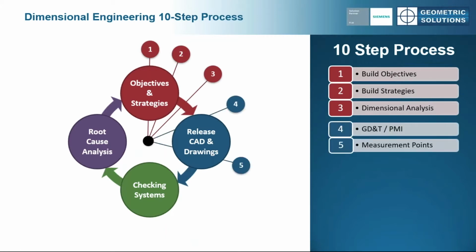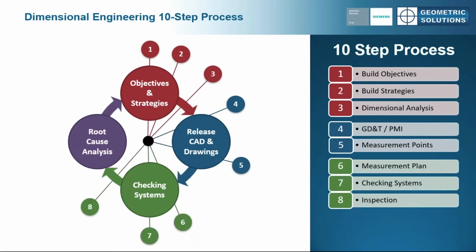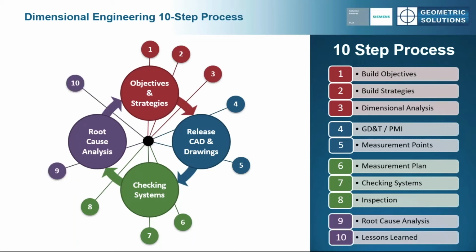Then we get into the next phase, the doing, where we actually release GD&T and PMI and define measurement points. Then we get into the checking, which is the measurement plan, and we'll talk about the difference between plan and points. Checking systems, the actual making of the gauges, and then the physical inspection. And the last couple steps are the root cause analysis and documenting lessons learned. So we're going to talk about these 10 steps, what they are, and PLM tools to help you get there.